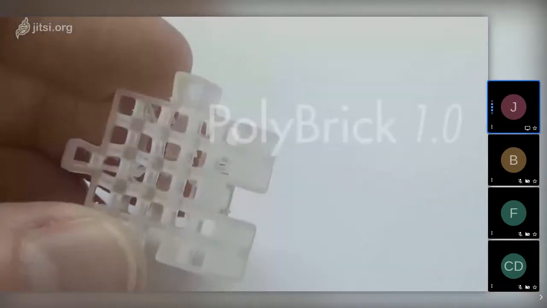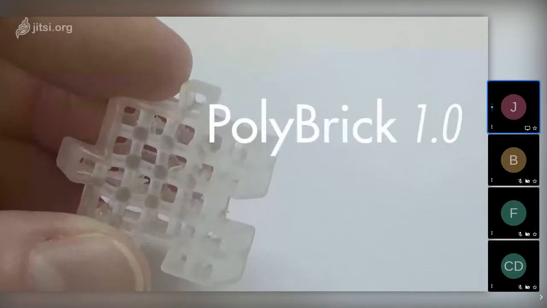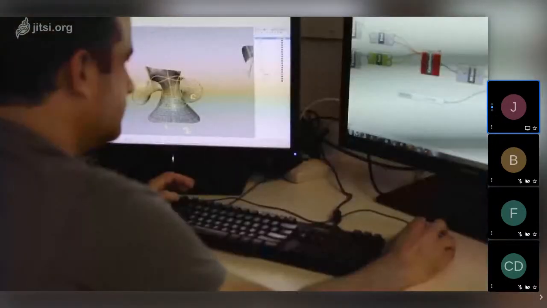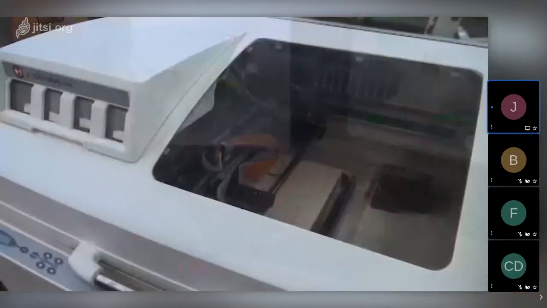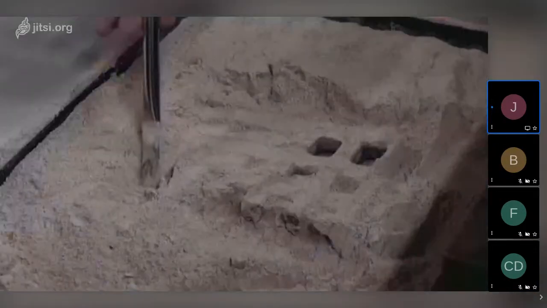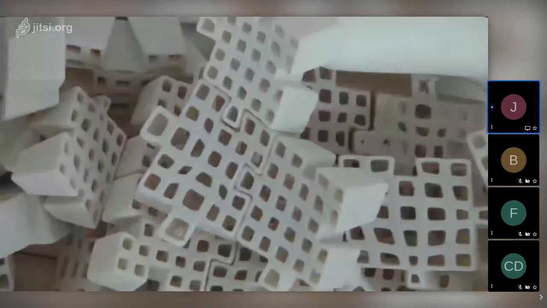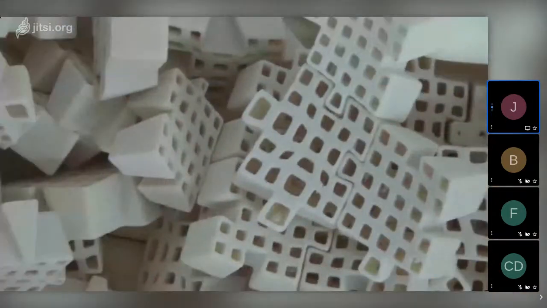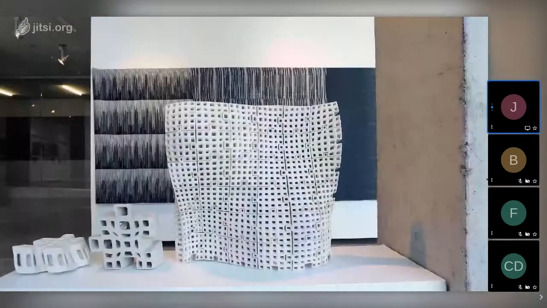The first phase of the Polybrick series features the use of algorithmic design techniques for the digital fabrication and production of non-standard ceramic brick components for the mortarless assembly and installation of the first fully 3D printed and fired ceramic brick componentry.